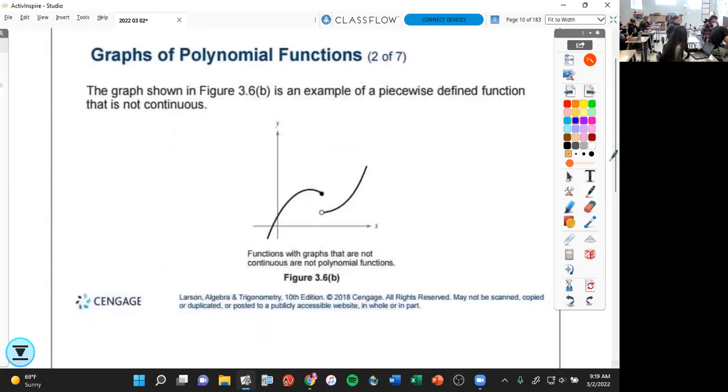This would not be a polynomial function. What would you call this? Piecewise function. It says what it is, right? Though it is possible to have a piecewise function that is continuous, right? If these 2 points happen to meet, that piecewise function could still be continuous, but even though it's continuous, it's still not a polynomial. Some other things we'll talk about on the next screen.